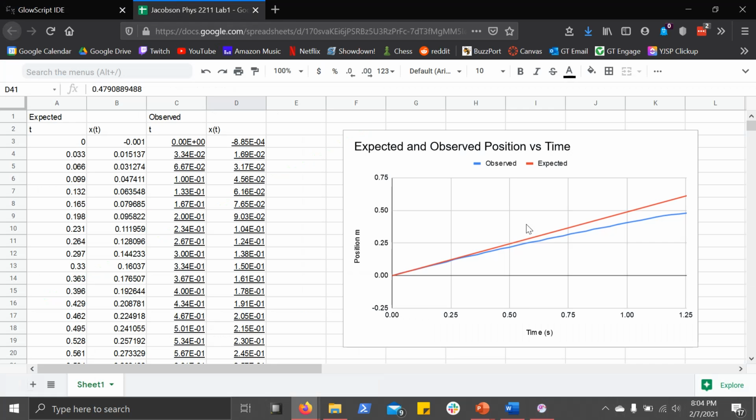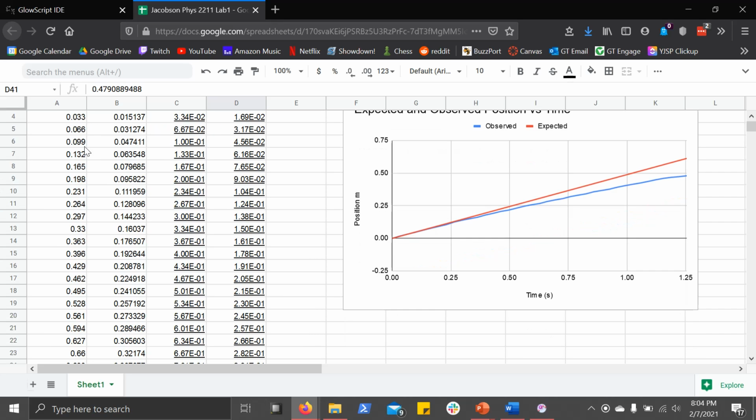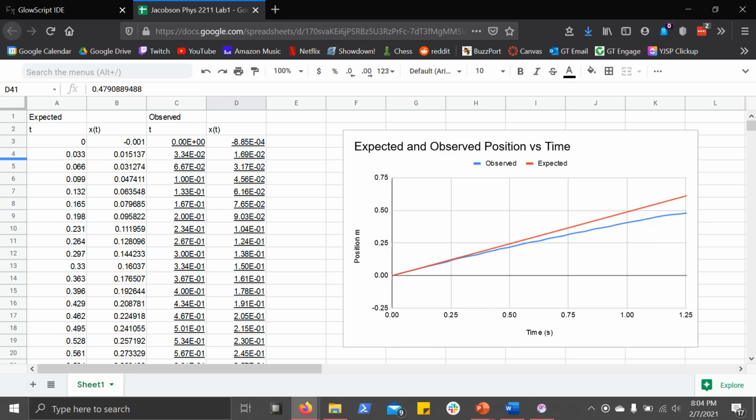When you plot the data next to each other, you can see the expected position ends up being greater than the observed position. This is due to the velocity not actually being perfectly constant in the experiment, but due to the low time frame, the difference in final position is not that great, being only 0.13 meters.